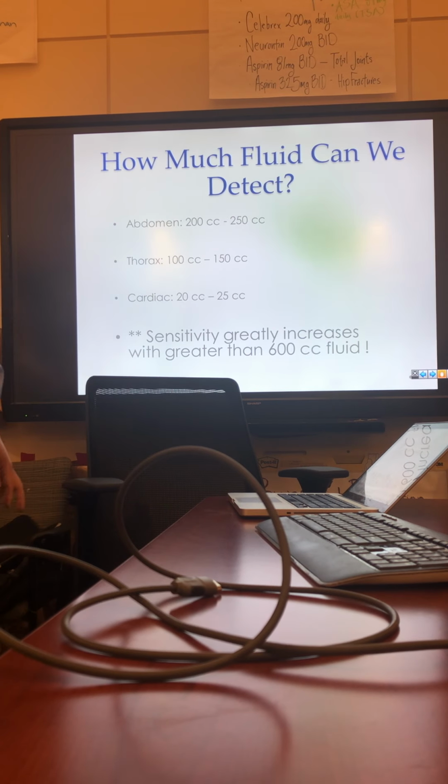So how much fluid can we detect? The studies show in the abdomen about 200 to 250 cc's. A lot of that though is operator dependent. The better you are at doing it, the less you're going to be able to see. And thorax is about 100, and cardiac is about 20 to 25 cc's. But really, when it comes down to it, when they're unstable, you're probably going to see it. It's going to be very obvious, and I'll show you some very obvious ones. The sensitivity greatly increases when you get over 600 cc's.